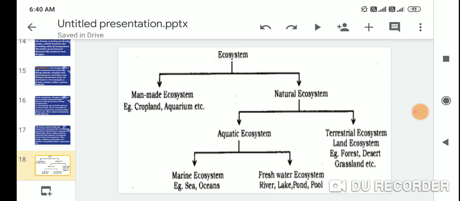The aquatic ecosystem is divided into two systems: marine ecosystem and freshwater ecosystem. Marine includes sea and oceans, and the freshwater ecosystem includes river, lake, pond, pool, etc.